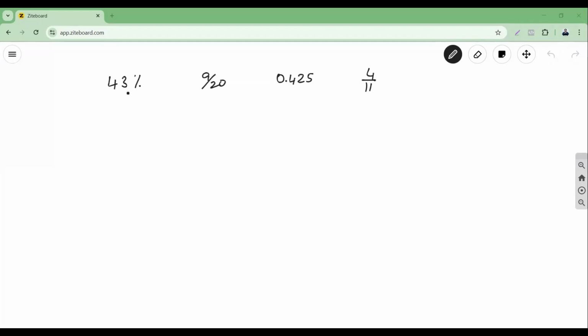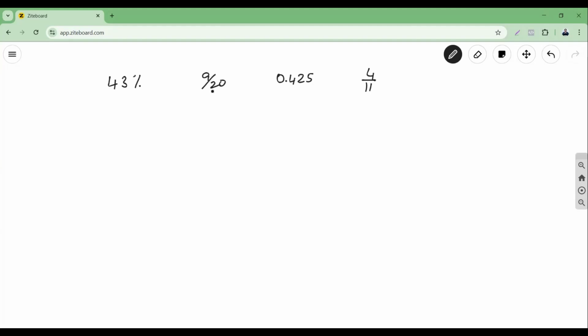Some of the things are mentioned as percentages, some as fractions, and one as a decimal. Now, what approach would I take? Basically, if I have to compare all of this, I first have to get them all in one form. Either all should be fractions, or all should be percentages, or all should be decimals.